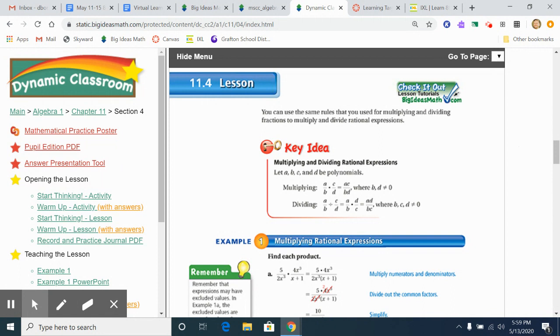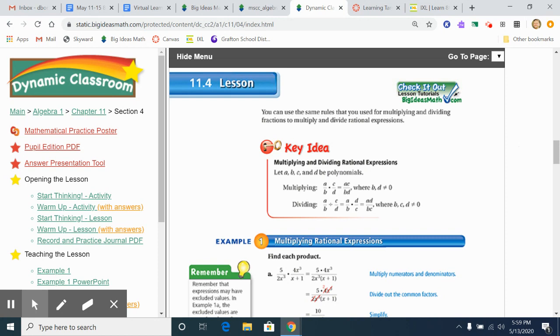So yesterday I had you try an activity in your workbook for 11.4 to introduce this whole concept of multiplying and dividing rational expressions. Today we're going to focus on multiplying rational expressions and then simplifying them.